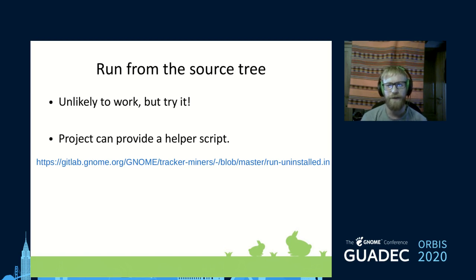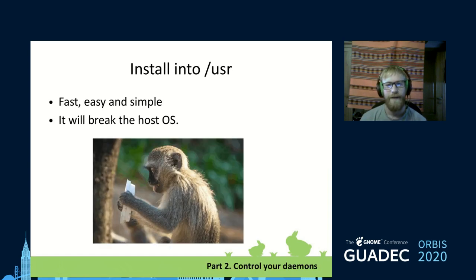In Tracker, we've experimented with providing a helper script, which does let you run everything from the source tree. And that works okay. But at the same time, there's a lot of code there which is used only for testing. So I'm still not sure if I like the approach. And I still don't think it replaces fully testing everything. Next option, just install it into /usr.